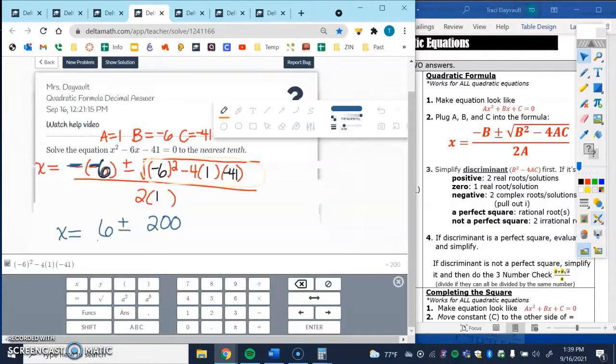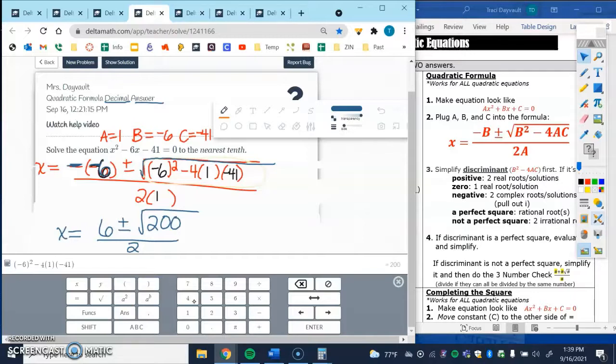Plus or minus, okay, and is this correct so far? No, I need to make sure you put the square root. We haven't evaluated the square root yet. The discriminant is just the number underneath the square root. Now, this says decimal answer. So if it didn't say decimal answer, we know that this is not a perfect square, so we would need to simplify that and then do the 3-number check. But this says decimal answer.